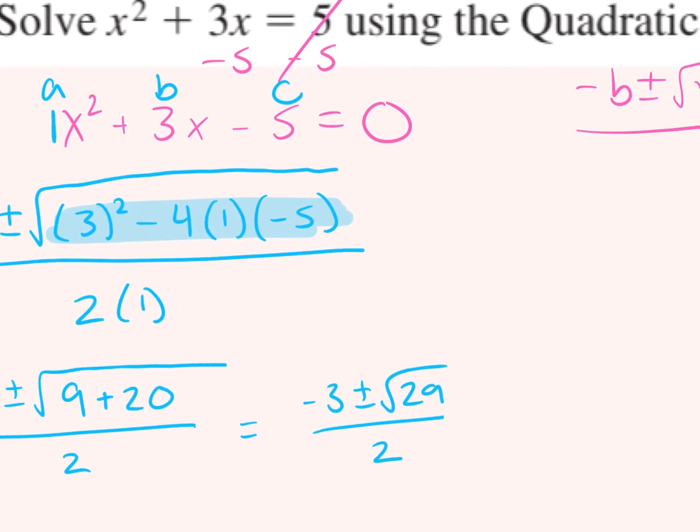And then we always want to check, can I simplify my square root? What are 2 factors of 29? Do we have any other than 1 and 29? Nope. So we can't simplify the square root, so we are done. So this would be our answer.